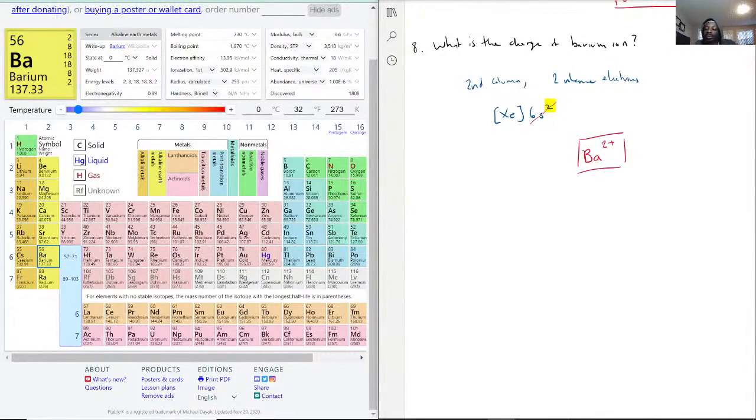Okay, so that would be the charge of a barium ion. Now, with that being said, let's see how we did in regards to this question. I was able to show 2 different ways. One just using the periodic table, the next way just actually showing the electron configuration.